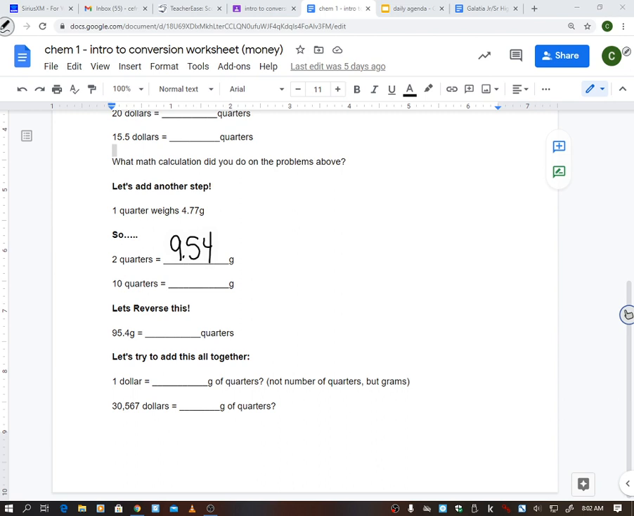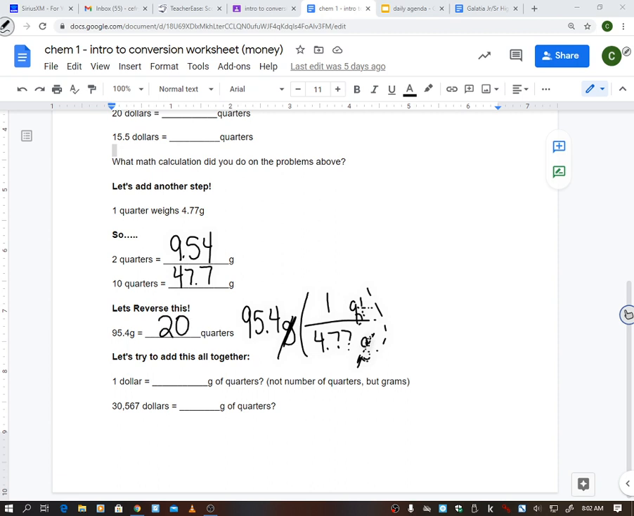But then when I get 10, still some people will be like, oh, 10 times 4.77, which is 47.7. But if I were to get some very large numbers, kids might need to know how to set this up. Like, for instance, if I have 95.4 grams, how many quarters is that? So if you're not for sure what to do there, I'm going to start with what they give me. I'm going to put that on bottom, put what I'm looking for on top, and I know that 1 quarter weighs 4.77. So this way I know I'm going to be dividing 95.4 by 4.77, and that is going to give me 20 quarters.